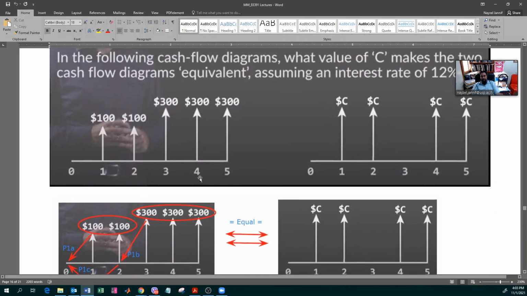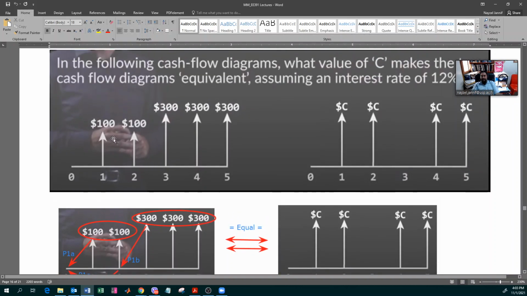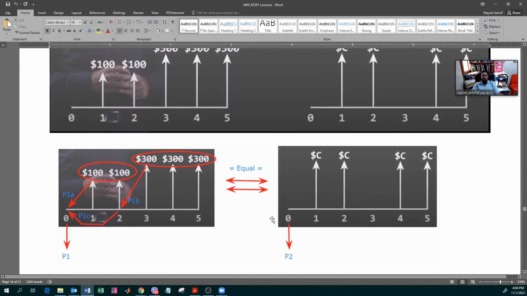There are two ways to do this. Either we compound all of these, period 1, 2, 3, 4, 5, and look at the future value in period 5, and we take these two C's, period 1, period 2, period 4 and period 5, compound them, look at it from the future value point of view, and try to equate those two together. Or we can roll it back.